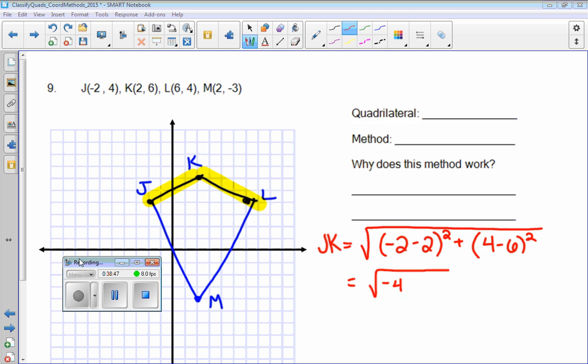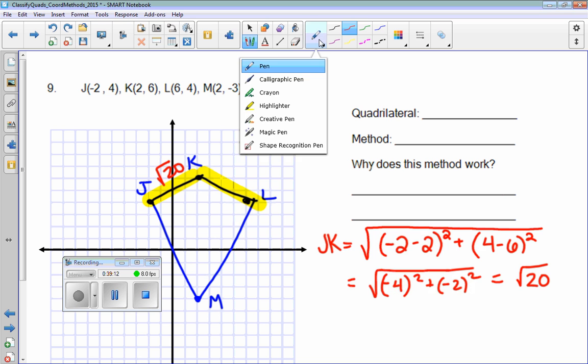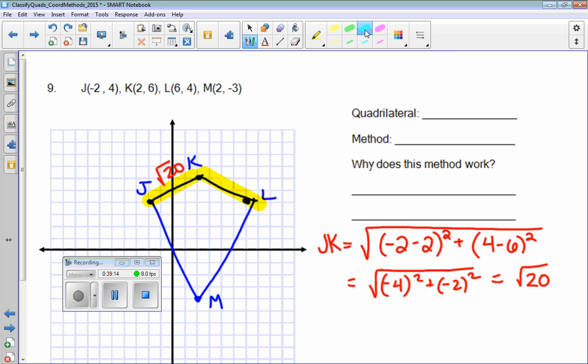Well, that's negative 4 squared, and that's negative 2 squared. 16 and 4, that's just the square root of 20. We could reduce it, whatever. So this is the square root of 20. If it's going to be a kite, what must the length of KL be? Square root of 20, okay? Because we're running out of time, I'm just going to move on, but we would have to show that. What else? Is that enough to show just those two are going to be congruent? Wouldn't I also have to find these two lengths as well?